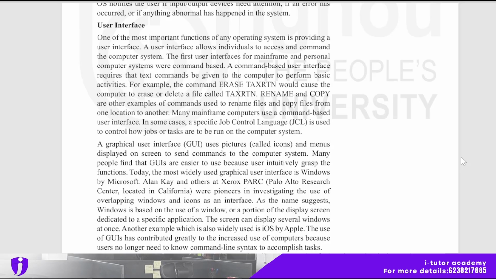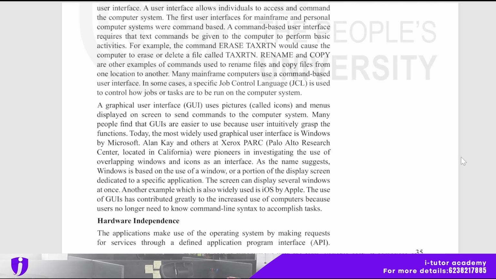For example, the command "erase text written" would cause the computer to erase or delete a file called text written. Rename and copy are examples of commands used to rename files and copy files from one location to another, like that.